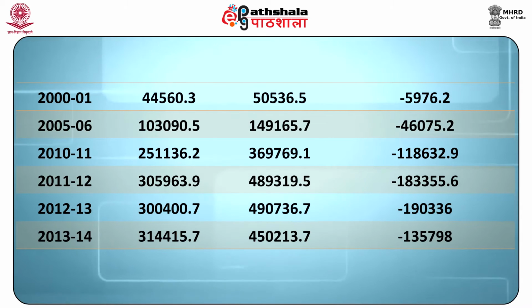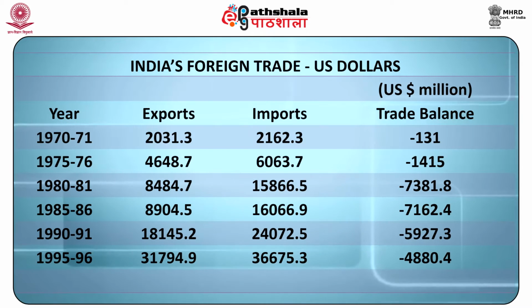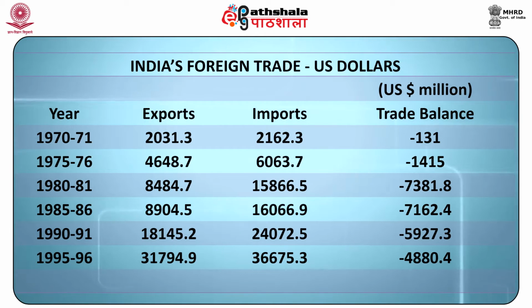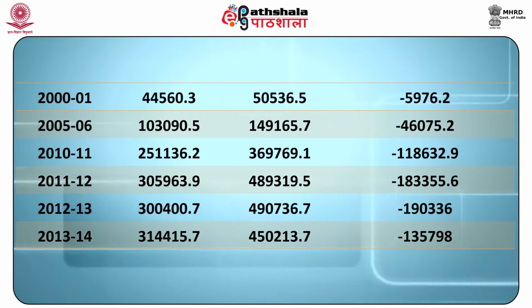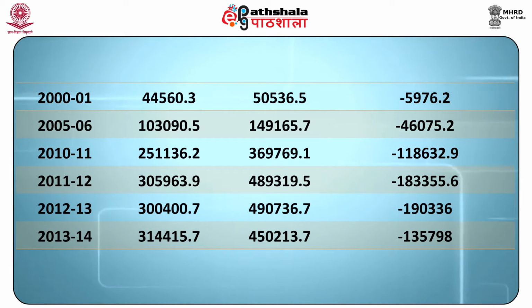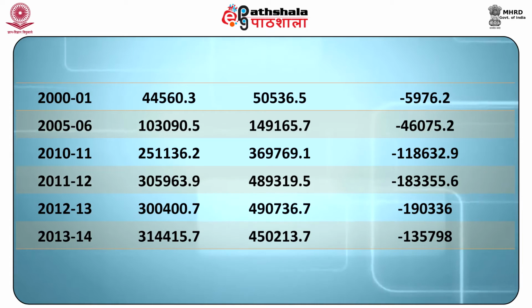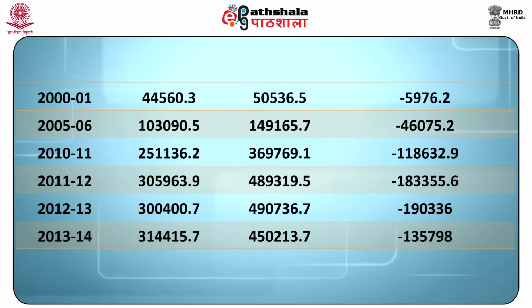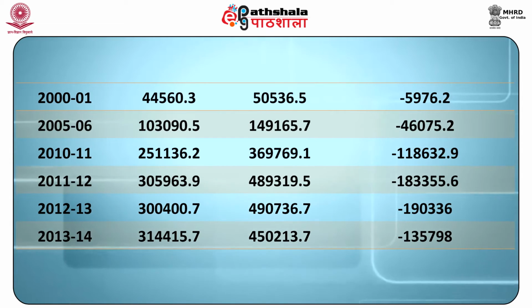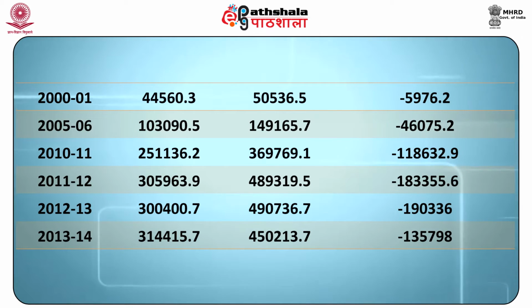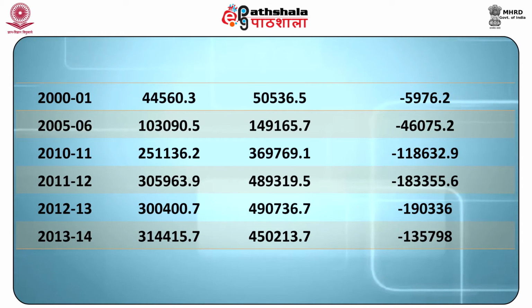The source of this table is the RBI handbook. The table shows the trade performance of India since 1970. Though the trade value of India is quite low up till 2000-2001, after that India has improved a lot both in exports and imports. Trade balance for each chosen year is negative and increased after 2000-2001, which indicates that the gap between export and import has widened after 2000-2001. In 13-14, the gap was reduced a bit, but the trade balance in 12-13 was minus $190,336 million, and in 13-14 it was minus $135,798 million.